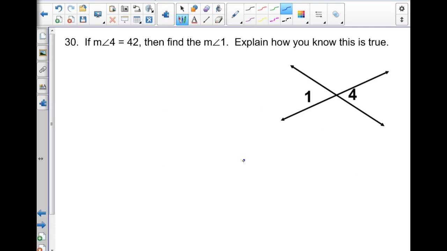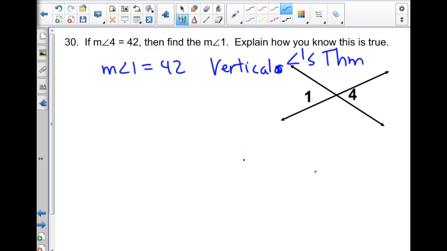All right, angle 4 is 42. Find angle 1, and then tell how you know this is true. What's the measure of angle 1? This is the easiest question on this whole test. Okay, measure of angle 1 is 42. Why? There we go. Vertical angles. Vertical angles theorem.